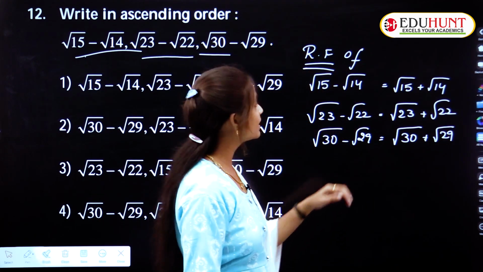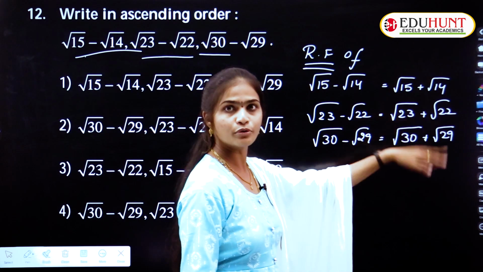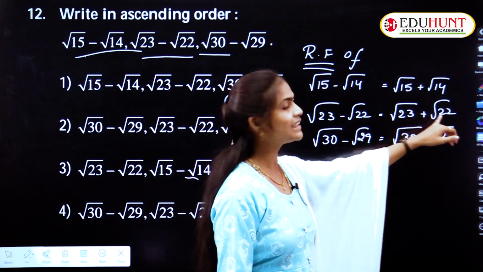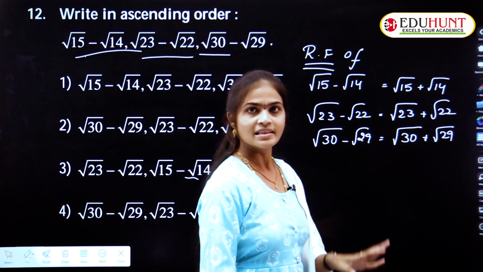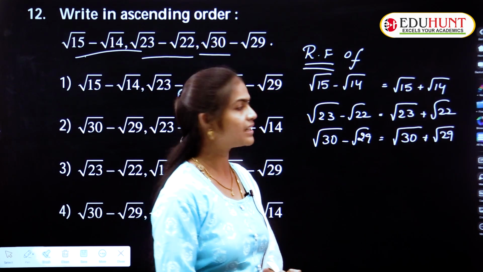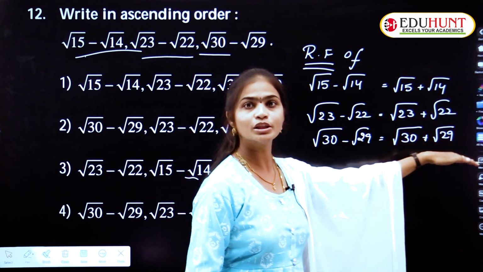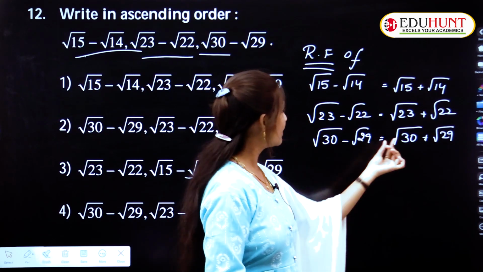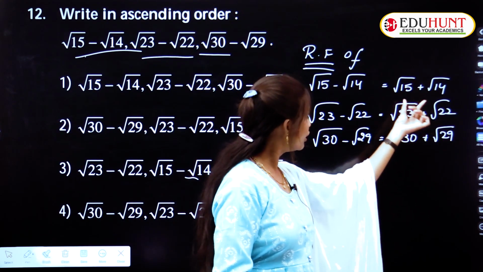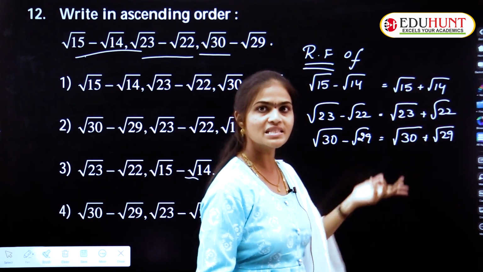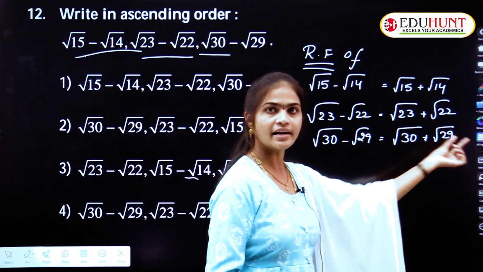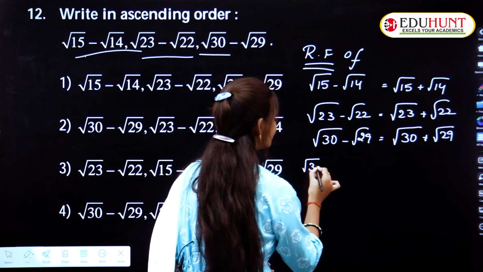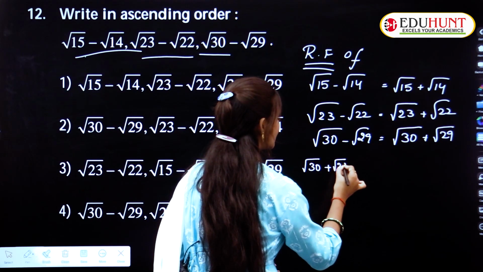Okay, now all of them are positive here, so we have to add. Just observe: here we have 15 plus 14, 23 plus 22, 30 plus 29. Just by observing the numbers we can say that obviously 30 and 29 are greater than the remaining numbers. Yes or no? While comparing all these numbers, which numbers are greater here? 30 and 29. So what is the greatest one here? The square root of 30 plus the square root of 29.